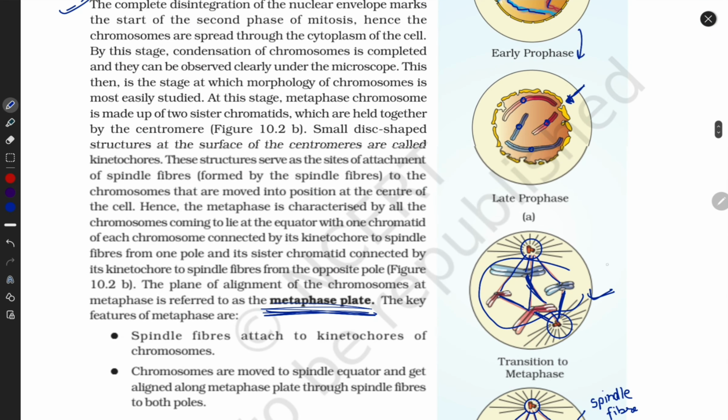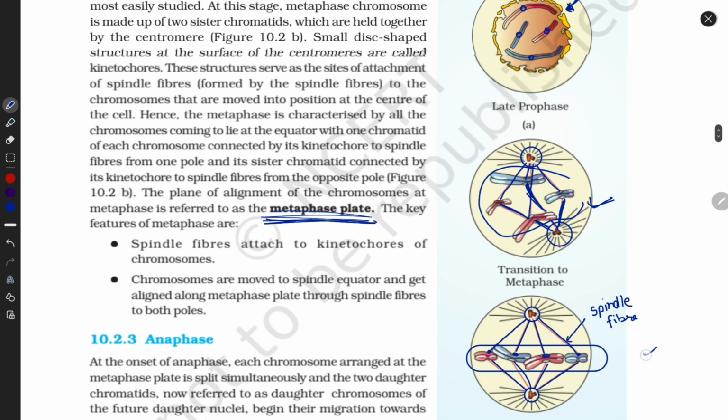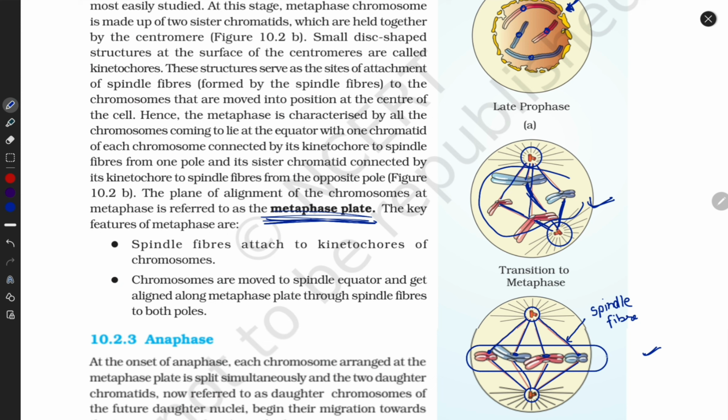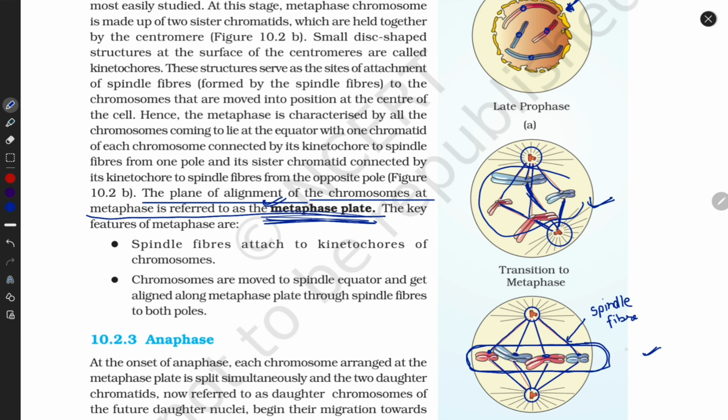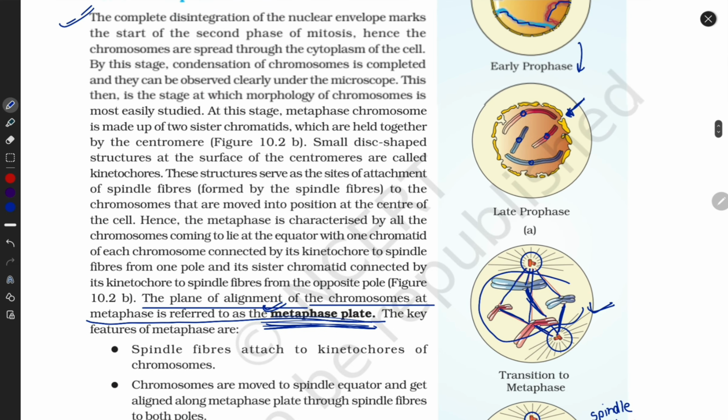This is the arrangement, and this is the metaphasic plate. They arrange in center like this plate manner. We call it as a metaphasic plate. We can also say metaphase plate. The plane of alignment of chromosome at metaphase is referred to as metaphasic plate. Clear, guys? All clear? Look at here.